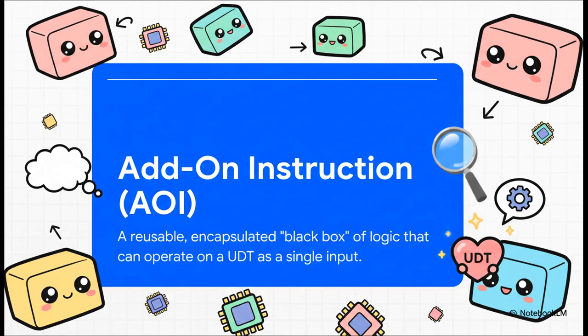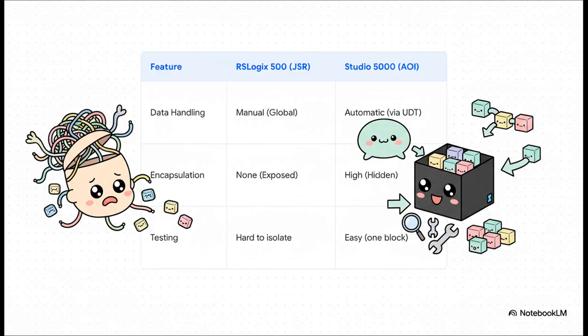But wait, there's more. We can take this concept even further with something called an add-on instruction, or an AOI. If a UDT is the data template, an AOI is like a reusable black box of logic that works on that data. You're essentially creating your very own custom instruction block that you can use over and over again. And this is where you really see the power.